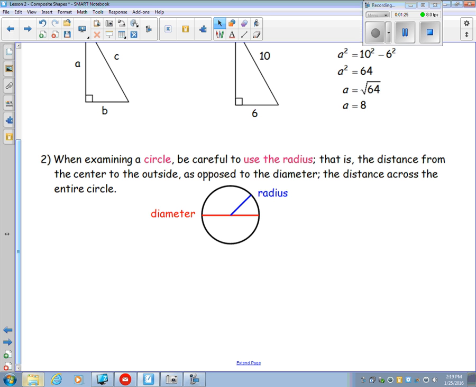And the last little thing on page 1 is that when you're looking at circles, be careful. Circles talk about radius, they talk about diameter. Most of the time when we're using our formulas, we'll use the radius for our formula, which is half of a diameter, right? It's only half the distance across the circle.